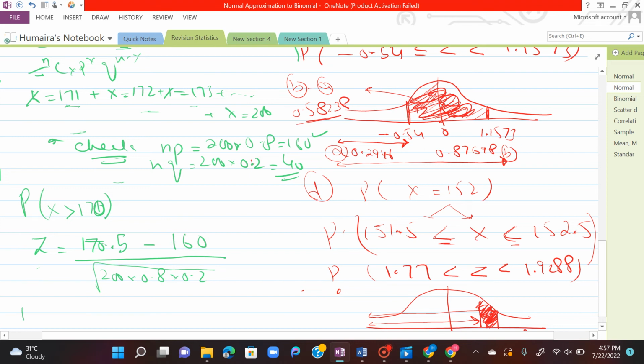Sorry, z is equal to 1.679. I need the greater one. So for the greater one, I will have 1.67. Now this table is the old one. That table will give me this probability, which is 0.95352. So if I subtract this value from 1, 1 minus 0.95352, I will get 0.046, the right answer for the greater one, right?